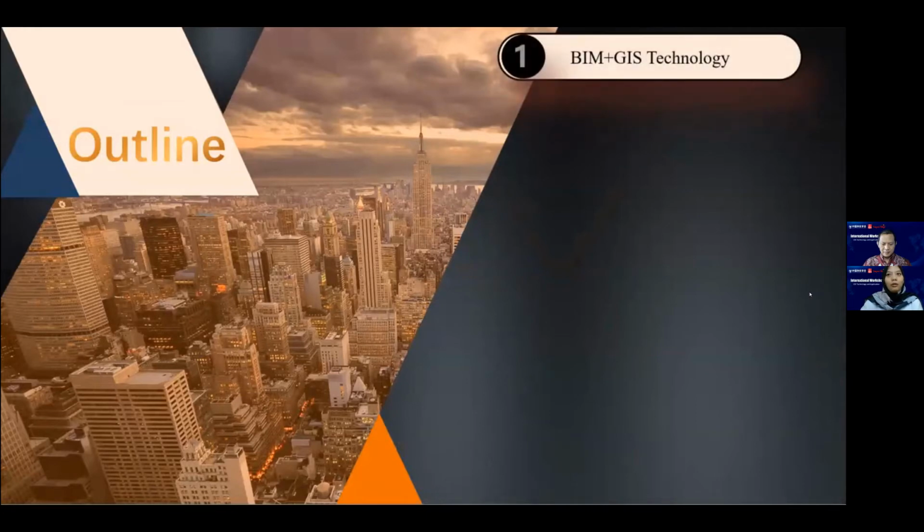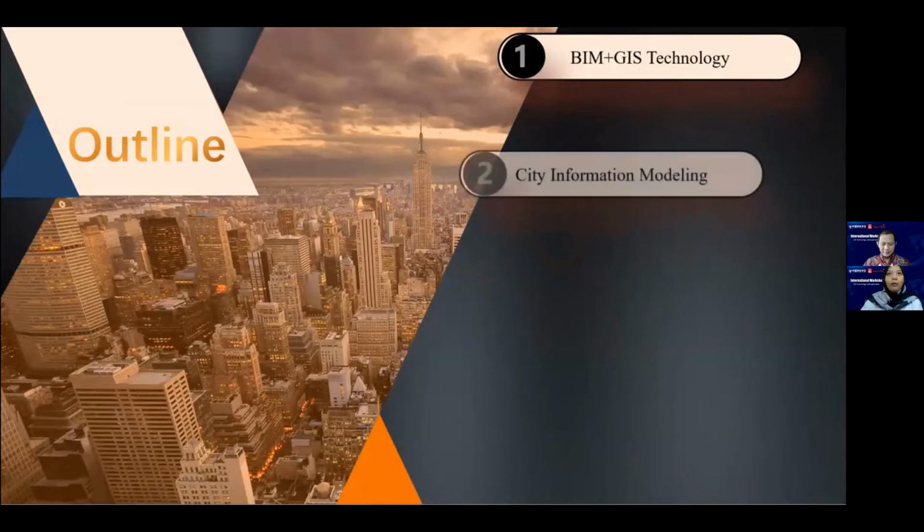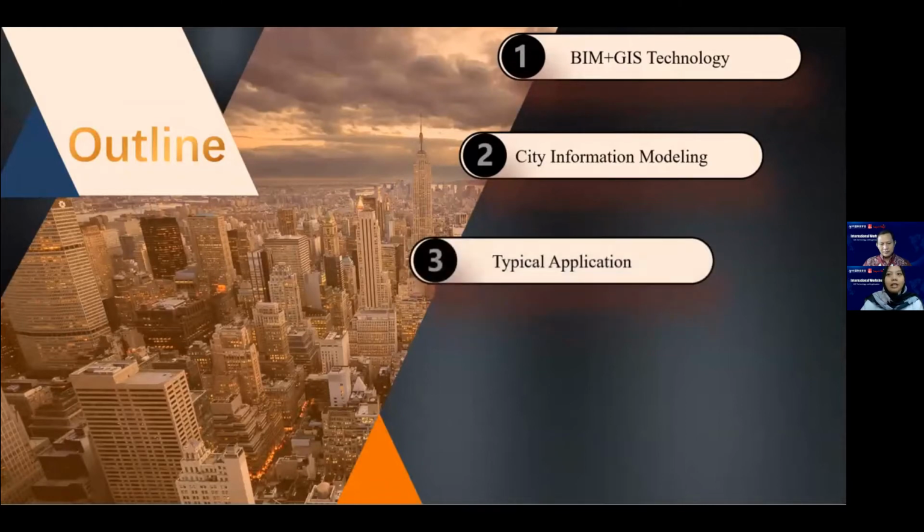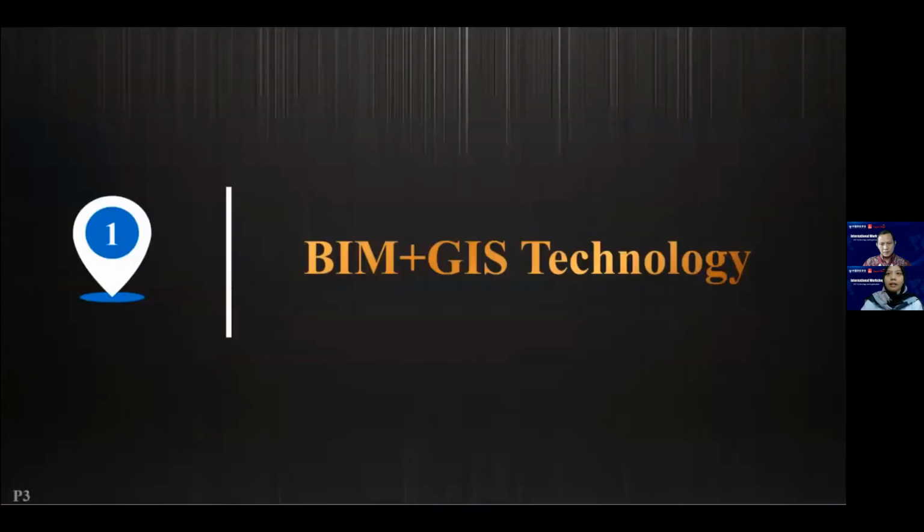All right, so this content is divided into 4 main parts. Initially, I will introduce BIM and GIS technologies. Then we will focus more on city information modeling. And the last 2 parts will be sharing on typical applications which use BIM and GIS integrations, and also the use cases. Now let's begin with the first part, which is the BIM and GIS technology.